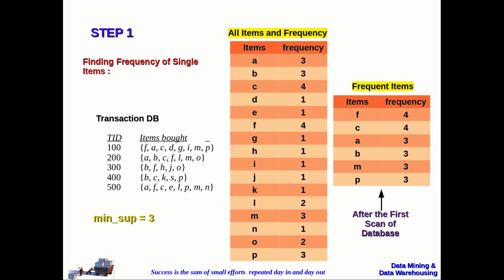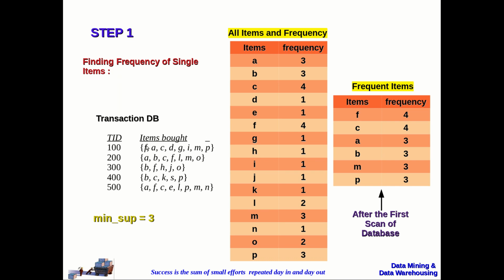Please observe the transaction database. This is the given transaction database. The minimum support value is taken as 3, and from the given transaction database we have listed all the items that are available in the transaction database. Then the frequency is also counted and listed. Please make a note of it.